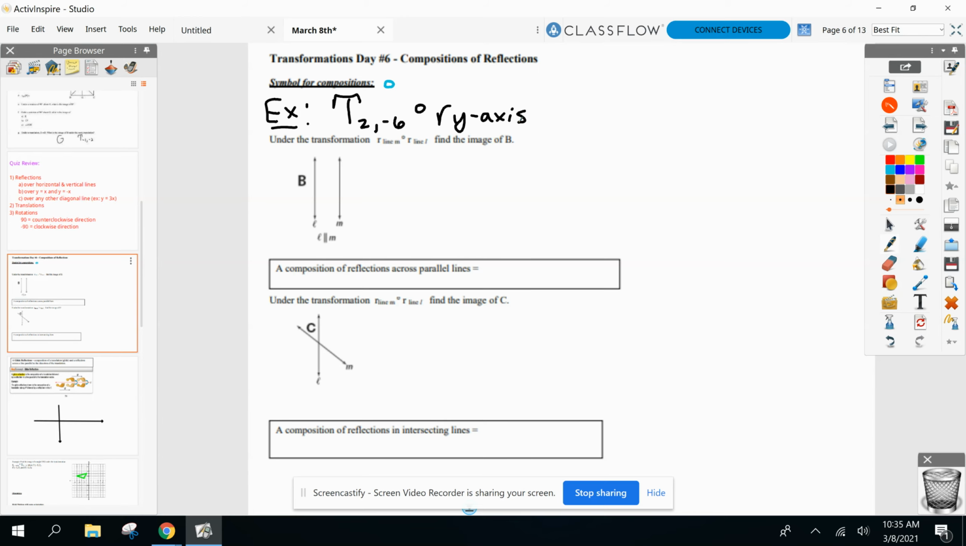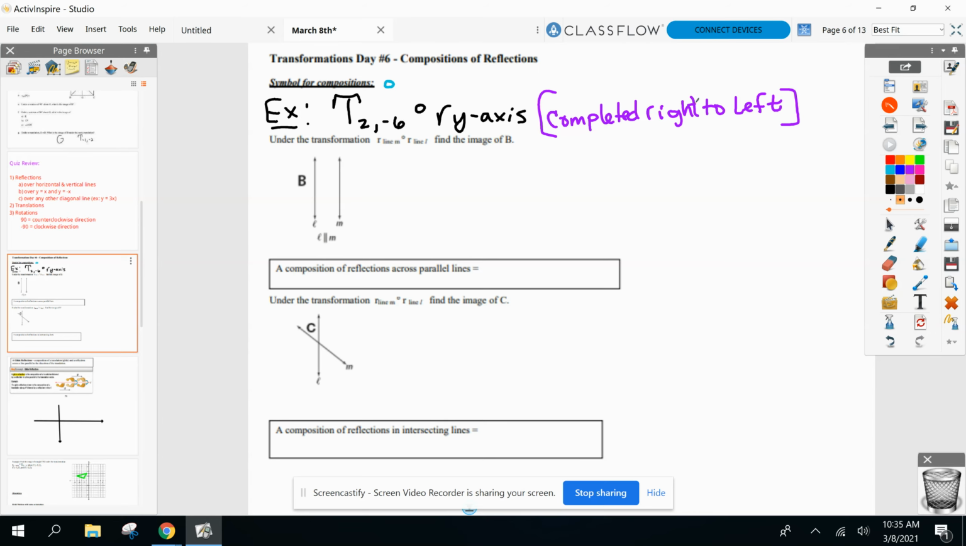And this is probably going to be the most awkward, uncomfortable position for a lot of you guys when you do compositions, because compositions are completed right to left. Okay? Completed right to left. All right, so compositions, I'm going to do them right to left.